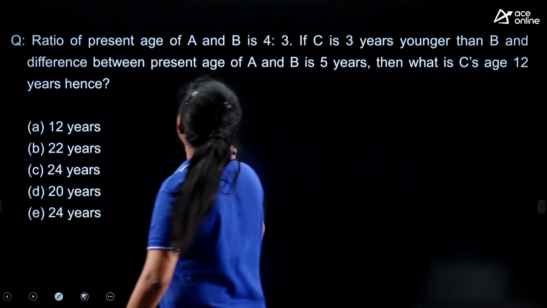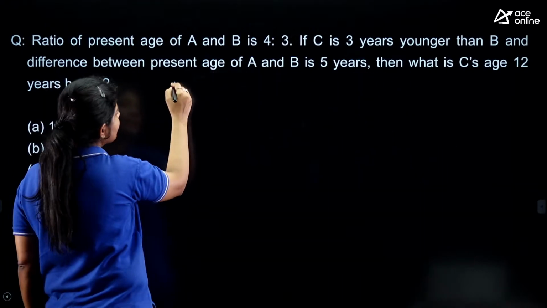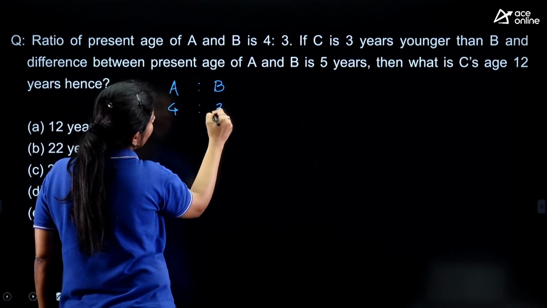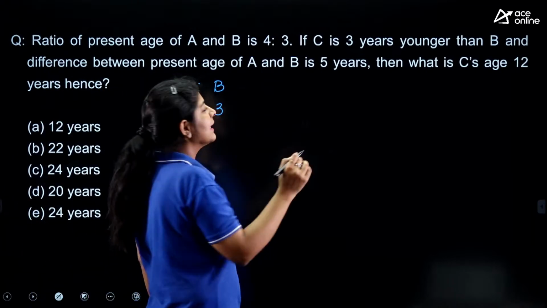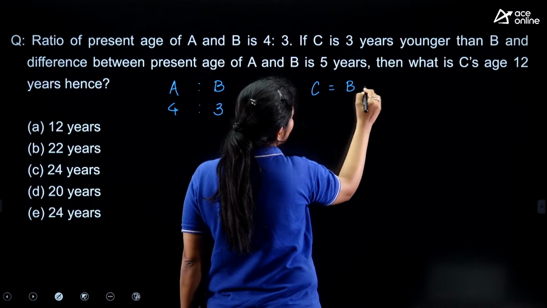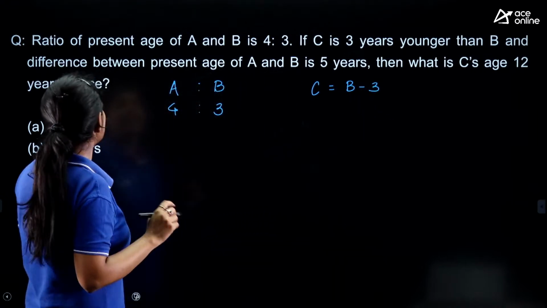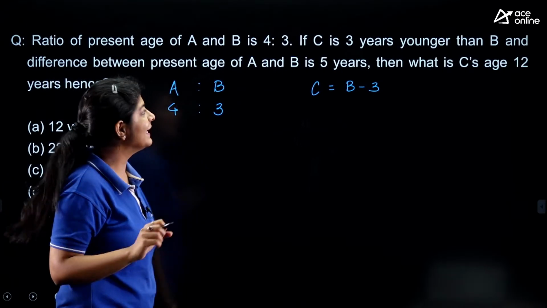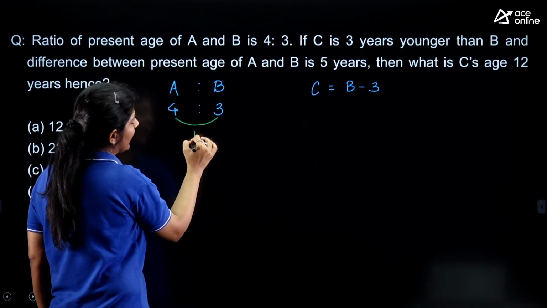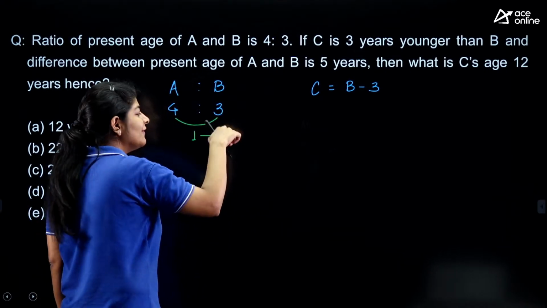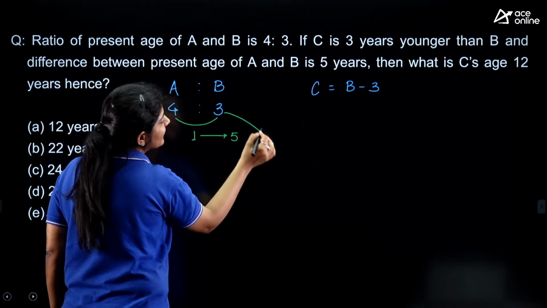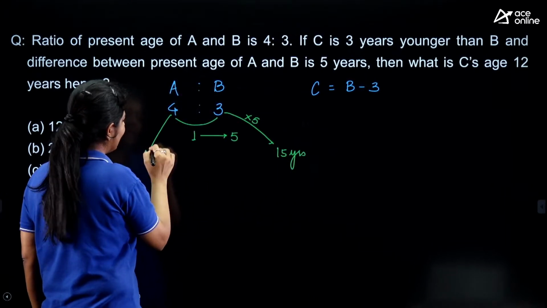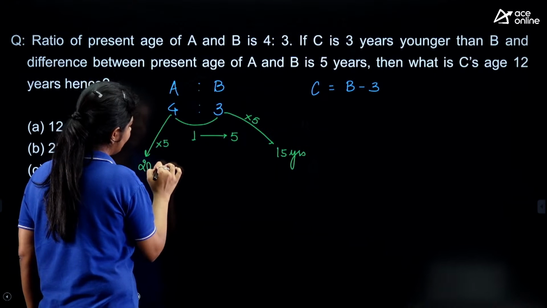So the question is saying that we have 2 persons initially, A and B. The age ratio is given as 4:3, right? It is given that C is 3 years younger than B, so C is B minus 3. We have one more piece of data. The question is saying that the difference between the present ages of A and B is 5 years. According to the ratio, this difference is 1 part. That means the value of 1 part is 5. So the present age of B is 15 years, and A is 20 years.